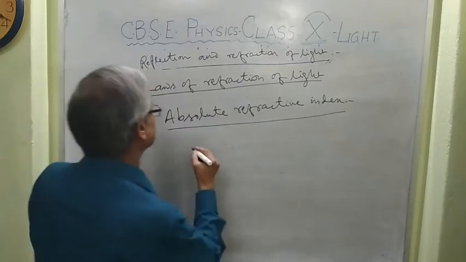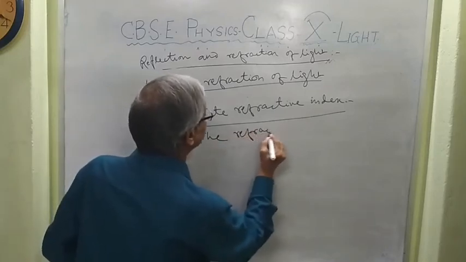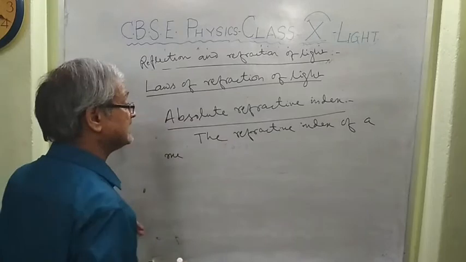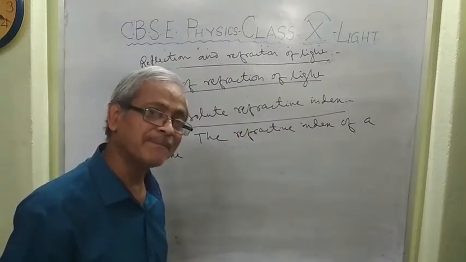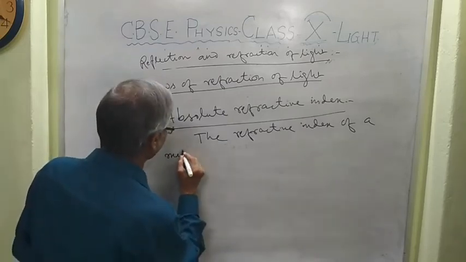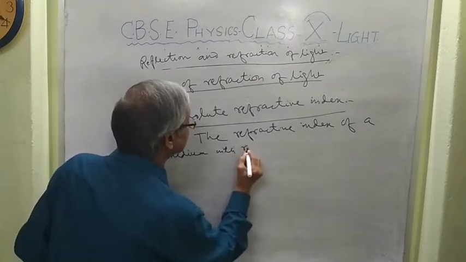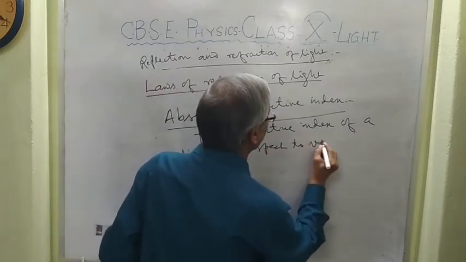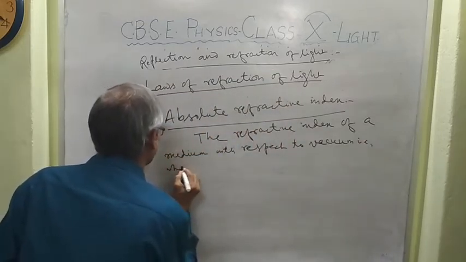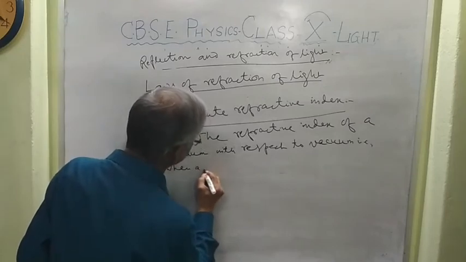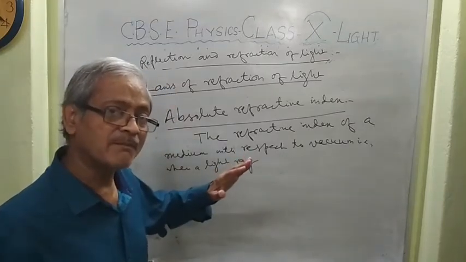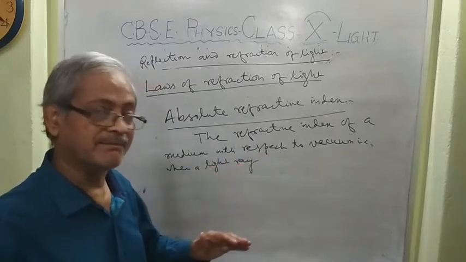With respect to vacuum. The refractive index of a medium, in this case the first medium is obviously vacuum, that is free space. The refractive index of a medium with respect to vacuum, that is, when a light ray suffers refraction coming from vacuum to the concerned medium.